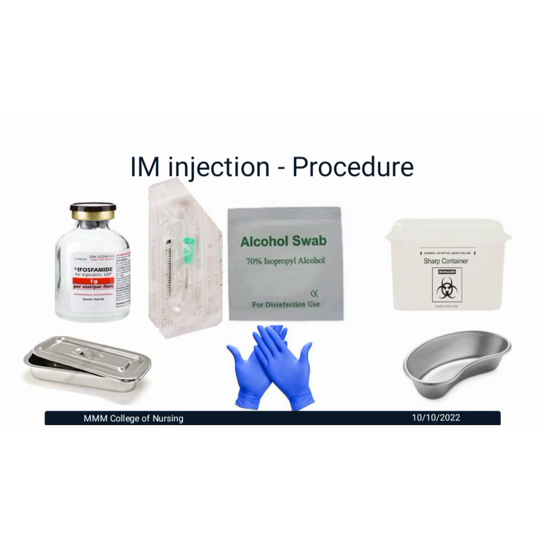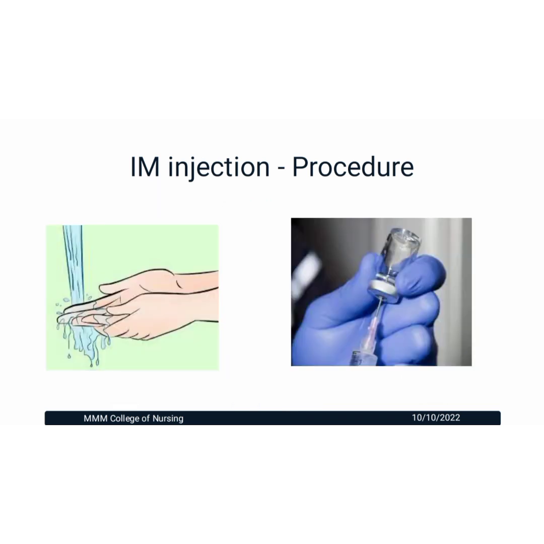When we need to administer the IM injection, first check the doctor's order in the medication administration record and collect all the needed articles: the prescribed medication. When taking the medicine, remember to follow the 10 rights of medication administration. Appropriate size of syringe and needle, alcohol swab, puncture-proof container, injection tray, gloves and a kidney dish. Remember to check the name of the medication 3 times and ensure all the 10 rights are followed.